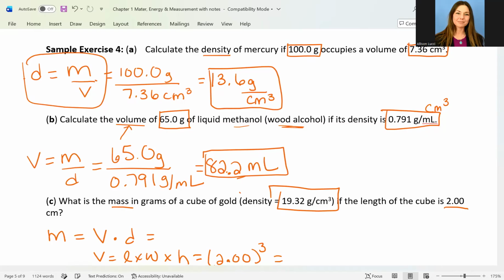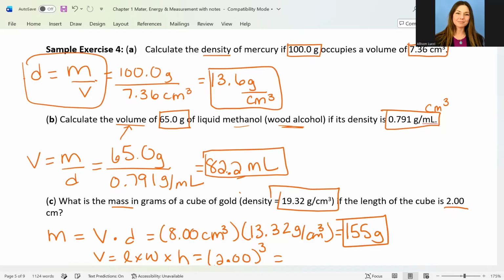That will give us our volume of 8.00 cubic centimeters, and then we will multiply by 19.32 grams per cubic centimeter. So we end up with a mass of 155 grams for this cube of gold.